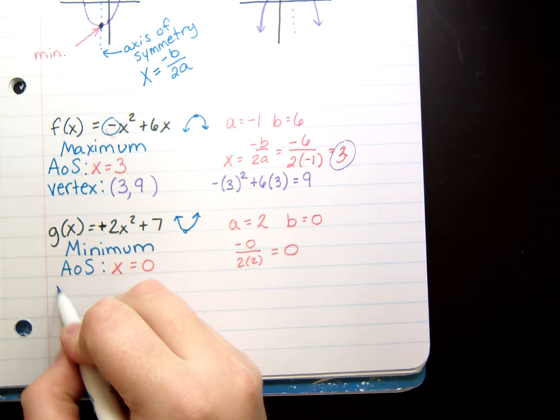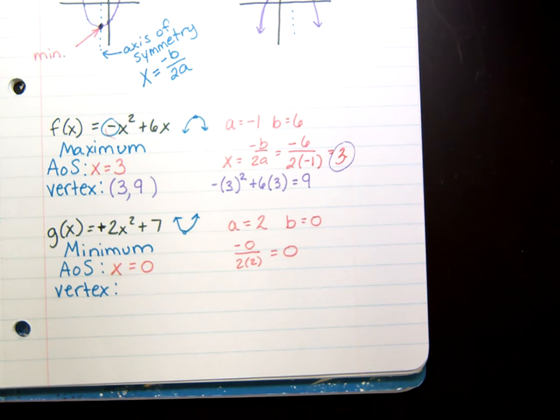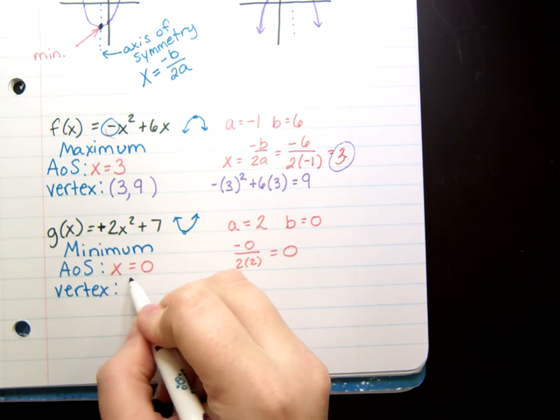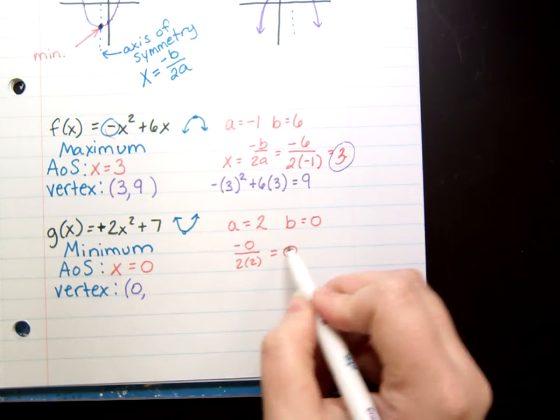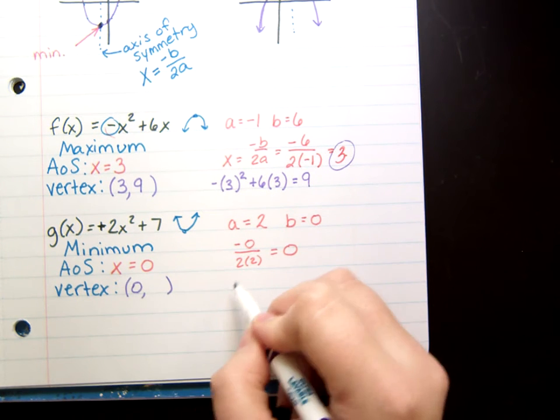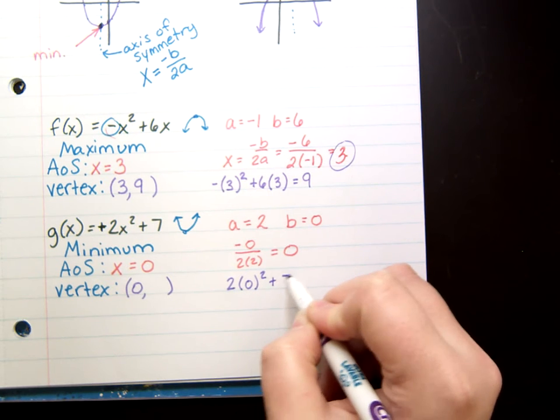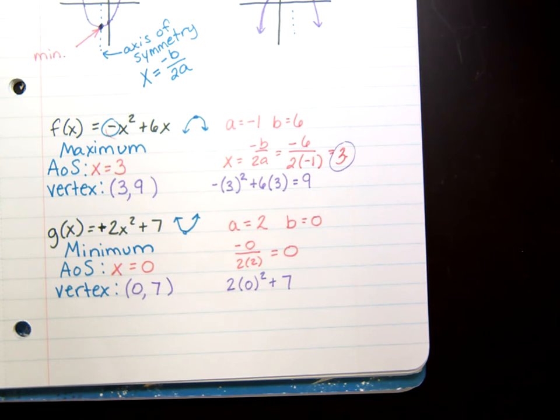So going to my vertex, I'm able to go ahead and put in the x value because it's the same as from the axis of symmetry. So to get the y value, you must plug it in. So 2 times 0 squared plus 7 gives me 7.